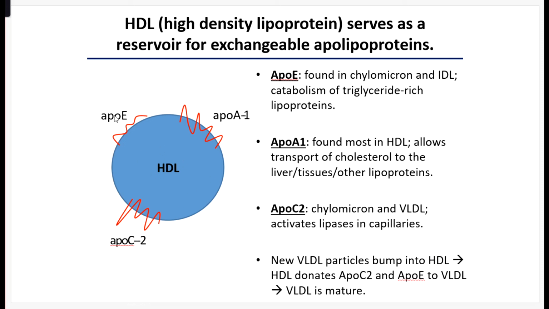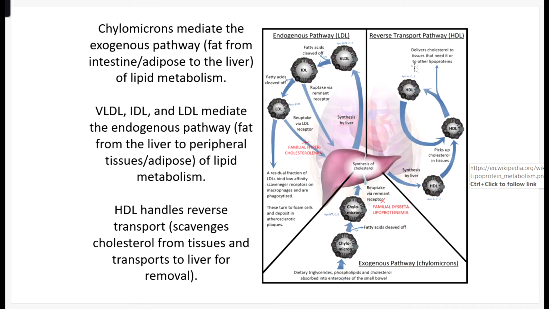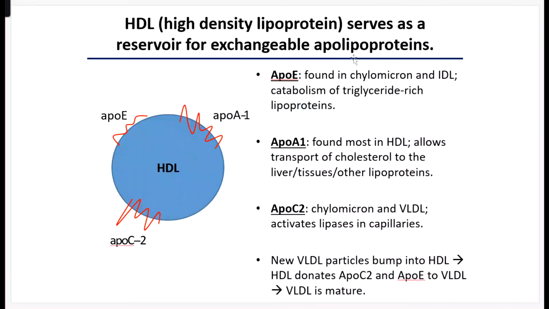And so HDLs have all of these apolipoproteins. And so one of the roles of an HDL is to bump into these other particles and donate apolipoproteins. And that helps the liver pull them out of the bloodstream, especially if it's donating ApoE. It also helps chylomicrons and VLDLs bind to their target tissues. And so HDL is really important for helping the other lipoproteins bind to their targets and getting them out of the bloodstream. So new VLDL particles will bump into the HDLs, which donates the appropriate apolipoproteins to it, which will make it mature.